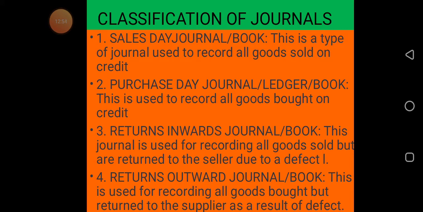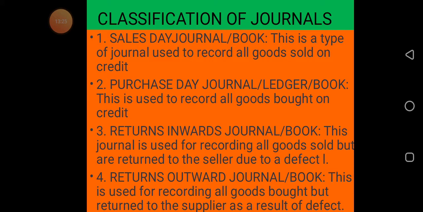When we buy goods on credit from our suppliers, the supplier will record that transaction in the sales day book. Now, the returns inward journal or book is used for recording all goods sold but returned to the seller due to a defect. That means if we sell goods, the buyers may return them due to defects. So when they return them, it will be recorded in the returns inward journal.